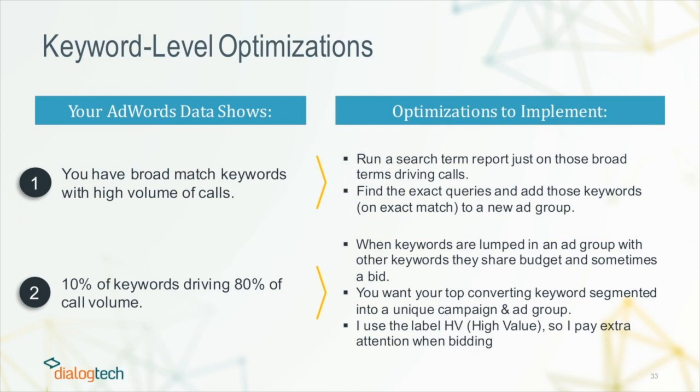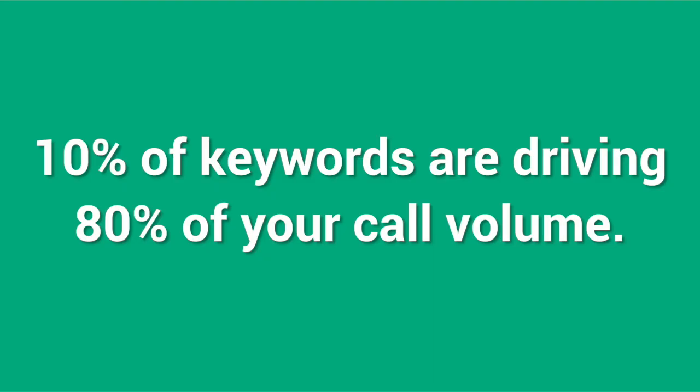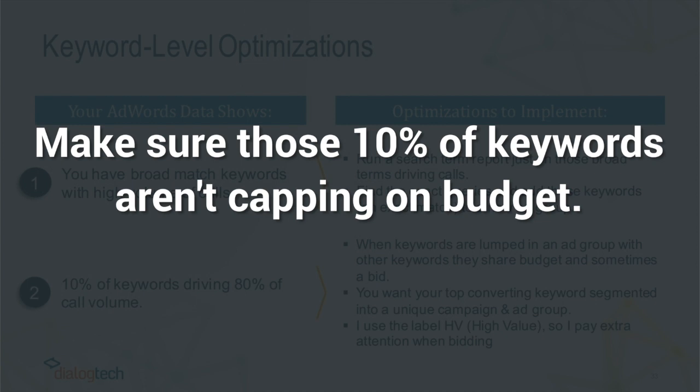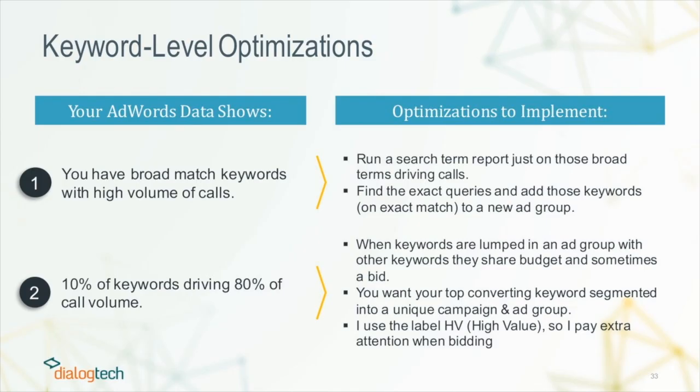All right, the next AdWords data shows 10% of keywords are driving 80% of your call volume. This happens also on a lot of online form conversions, right? So you have just a few select keywords that are really kicking butt and driving so much of your call volume. Well, the tip goes back to what I said before. Make sure those 10% of keywords aren't capping on budget. If they are lumped into an ad group or a campaign with other keywords, they're sharing a budget with the other keywords. So it's really based on search volume at that time.